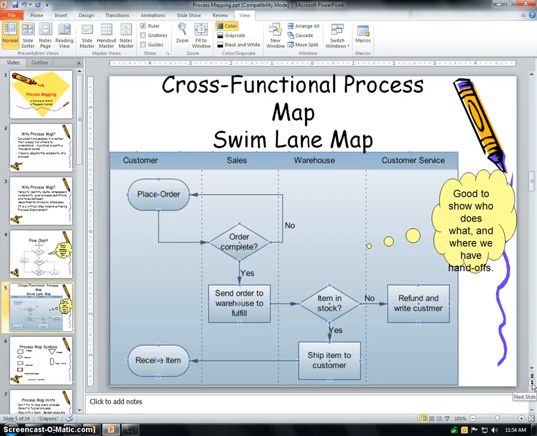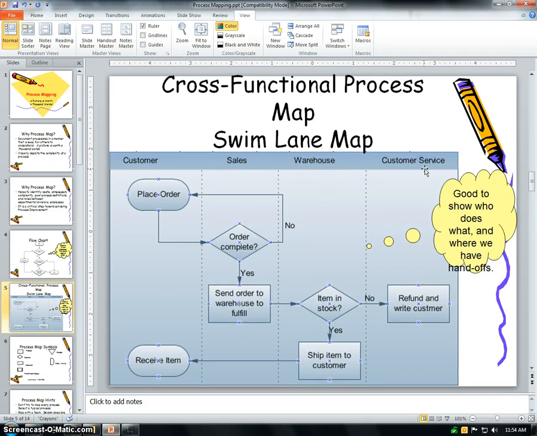Maybe a little bit more complicated type of flow chart is what we call a cross-functional process map, or some people call them swim lane maps. Here's an example of one where the lanes are actually vertical. A lot of times you'll see the lanes will be horizontal, so that's why I call them a swim lane map. And each lane, so in this example, each column represents a different department in an organization. We've got, what does the customer do? What do the salespeople do? What does the warehouse do? What does customer service do?